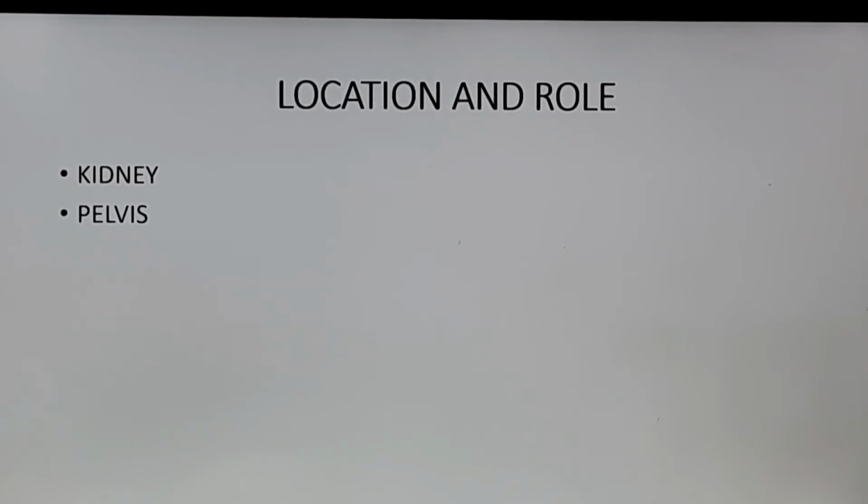Pelvis. What is the pelvis? It is the expanded front part of the ureter which is expanded into the kidney. It is the pelvis which collects the urine from the different nephrons. The collecting duct carries the urine and pours it into the pelvis.